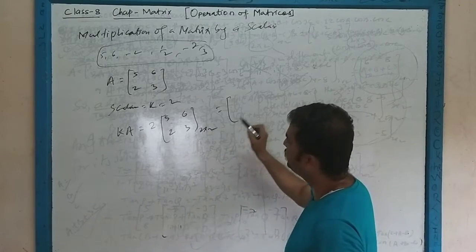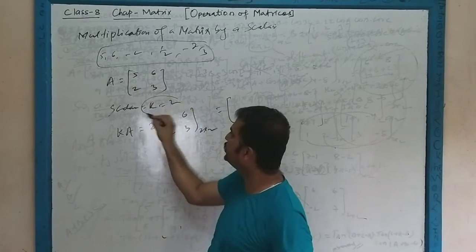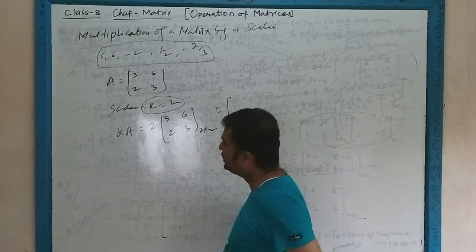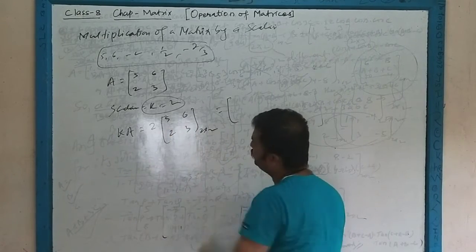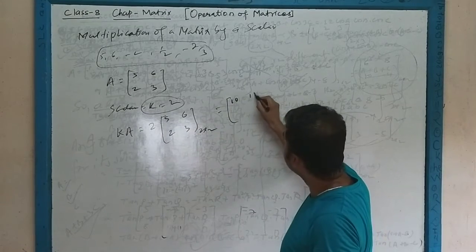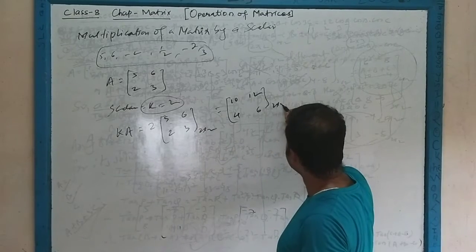Let us multiply. You are multiplying a matrix by scalar. Here I am taking scalar 2. Let's see the result. So when you multiply any matrix by scalar, all the elements or all the objects of this matrix will be multiplied by 2. So let's multiply. 2 5s are 10, and 2 6s are 12, 2 2s are 4, and 2 3s are 6. 2 by 2. This is your answer.